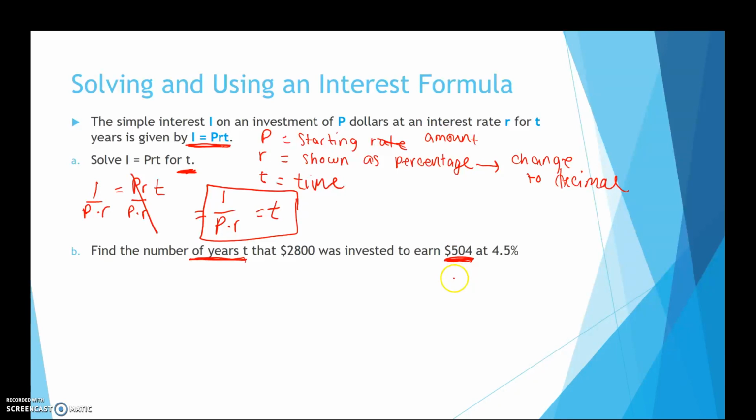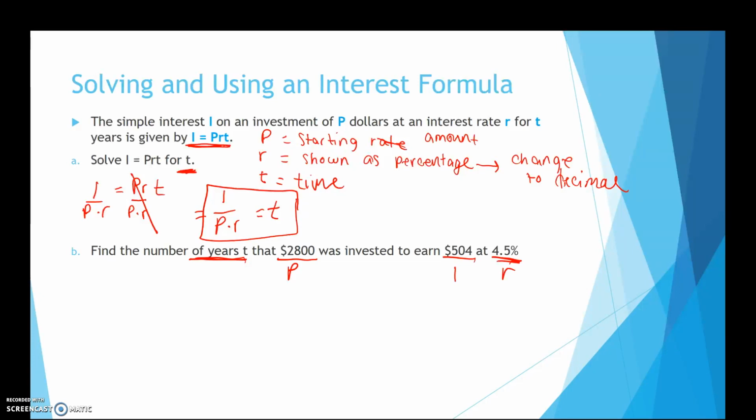So my starting amount is 504. My 2,800 is my, actually, I apologize about that. My 504 is going to be my interest. My 2,800 is my principal. And my 4.5 is my rate. So my principal, my starting amount, is 2,800 invested to earn my interest of 504 at a rate of 4.5%.